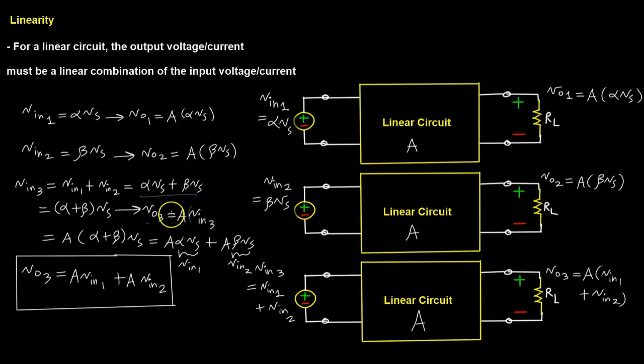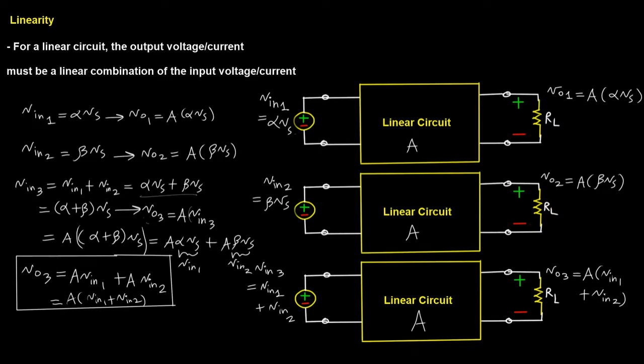If I plug that into the expression for the input, I would have A times alpha plus beta times Vs. I can put another parenthesis here to make it clear. And factoring those out, we would get the following result. Now, alpha Vs is simply Vn1, beta Vs is simply Vn2, and so we can simplify the entire expression as Vout3 is equal to A Vn1 plus A Vn2. So this has proven that the system is linear. You can also factor the A out and say A times Vn1 plus Vn2. So it is very simple to show in these circuits that they are linear.